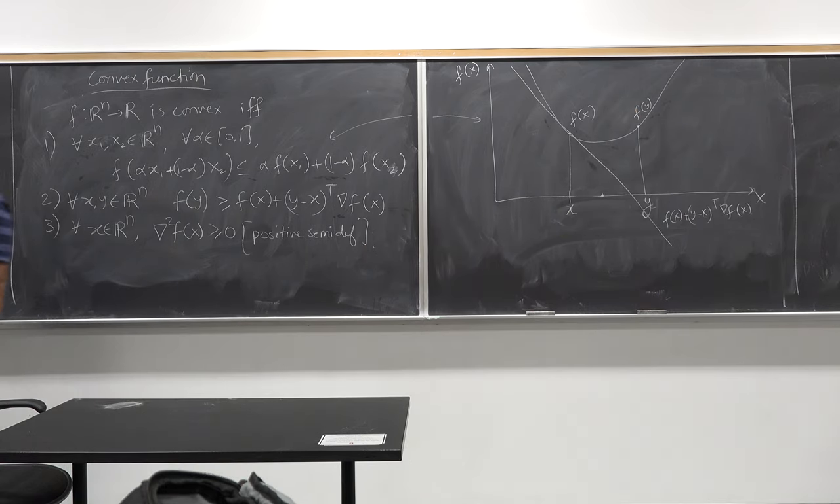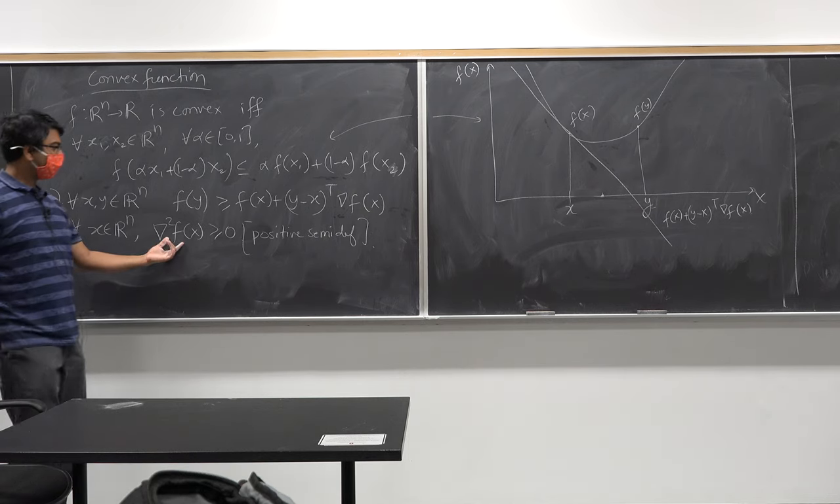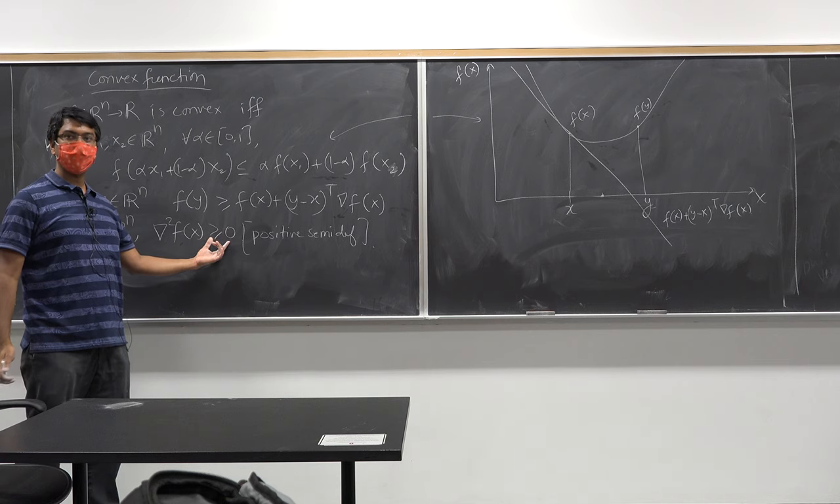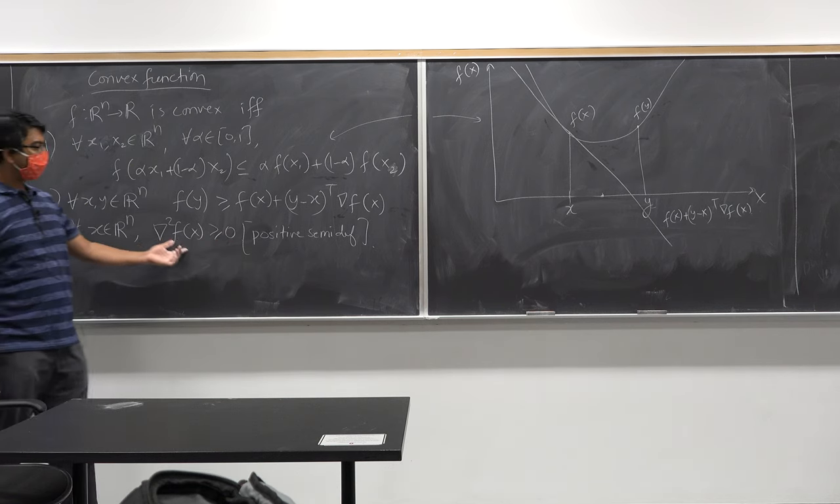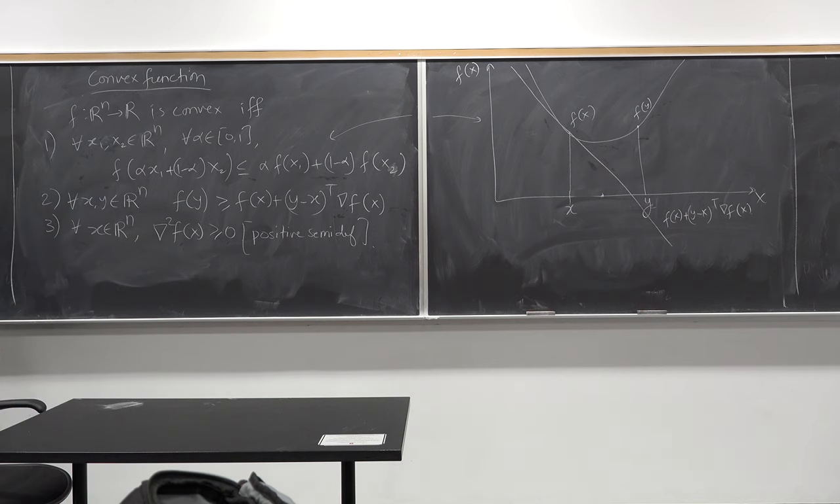The third definition is what we will frequently use in this class, which is that the second derivative of the function has to be positive semi-definite for all x. For all x in Rn, the second derivative has to be positive semi-definite. Okay, then it's a convex function.